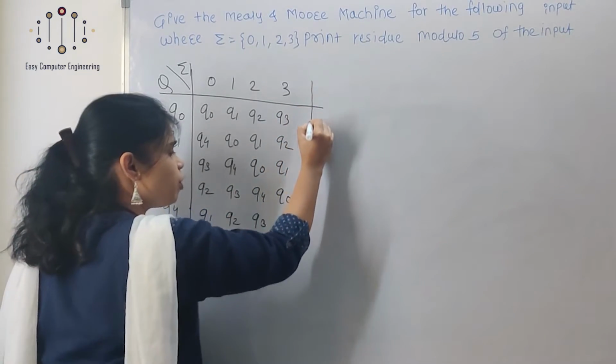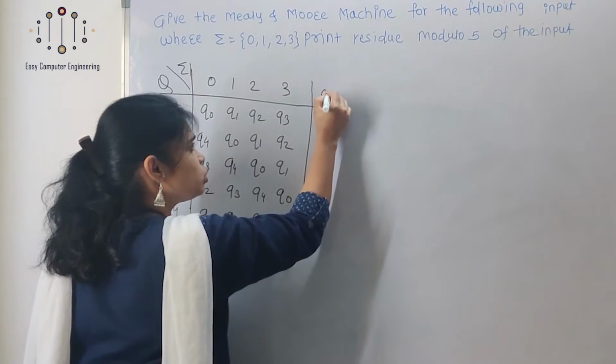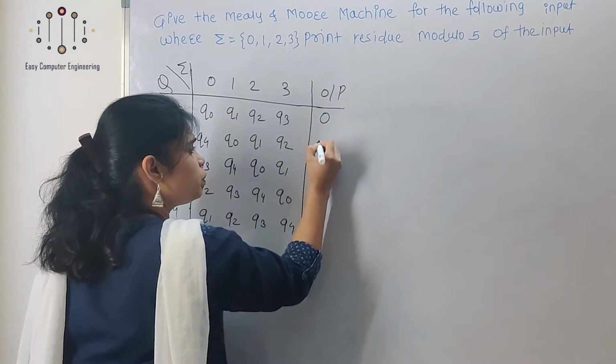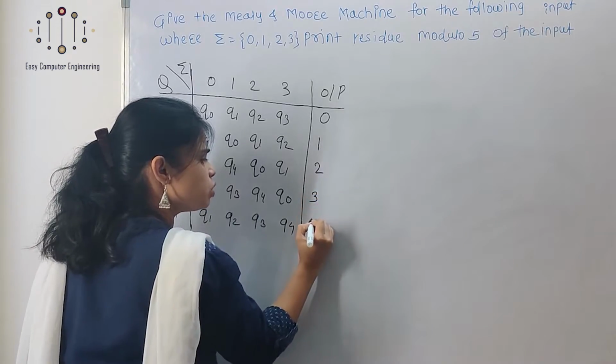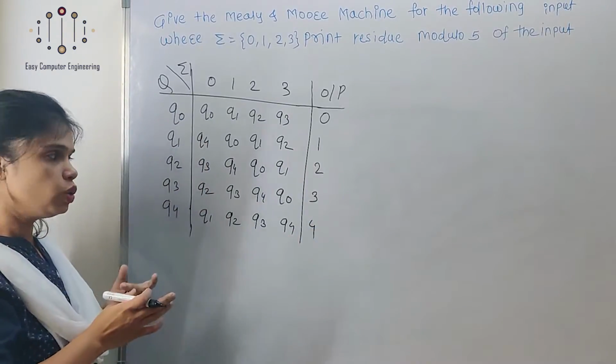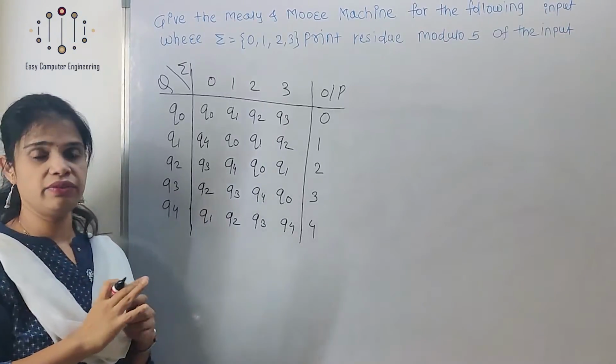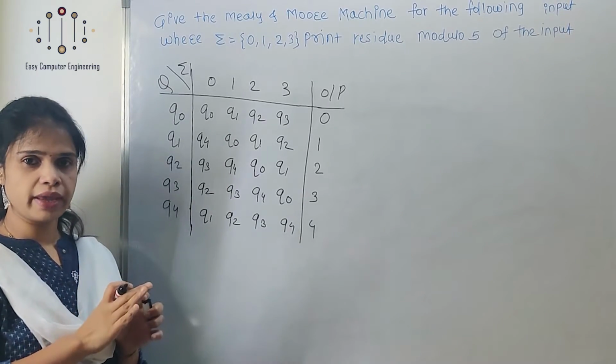Now we have to show it for the Moore machine. Here we will show the output. Okay. So these outputs are nothing but the remainders. So we got our transition table. Using this transition table, we can easily design the transition diagram.